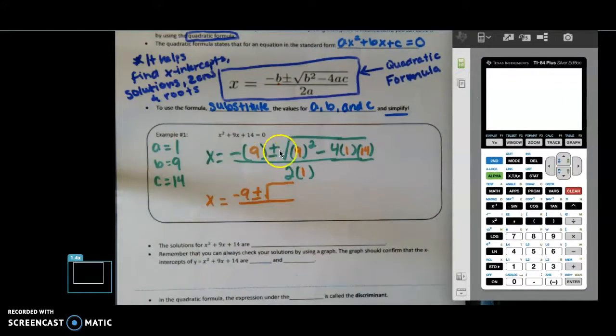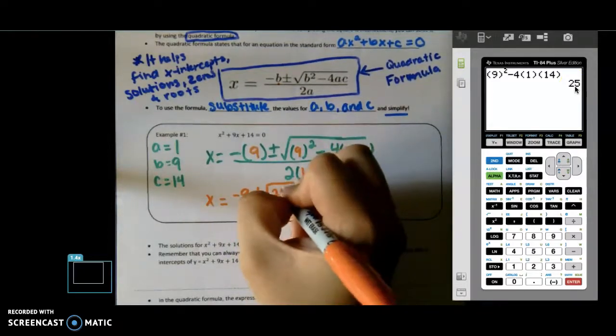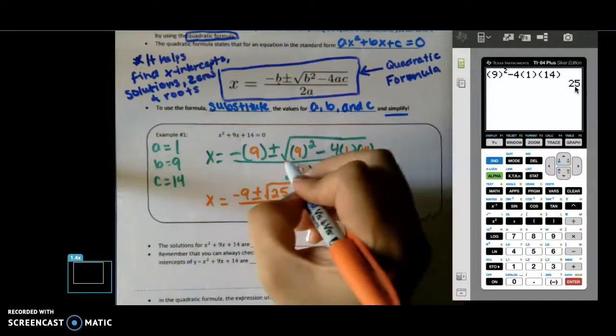All right. So I'm going to calculate what's here. It's going to be parentheses 9 parentheses square, minus 4 parentheses 1 parentheses, then parentheses 14 parentheses. Guys, you notice how I don't put the square root yet? You do not want to do that first because you want to check. Later on, I'll explain that it's best to check it this way to see if you even get a solution. So here it equals 25. So I'm going to write square root 25. Got it? So we did that part.